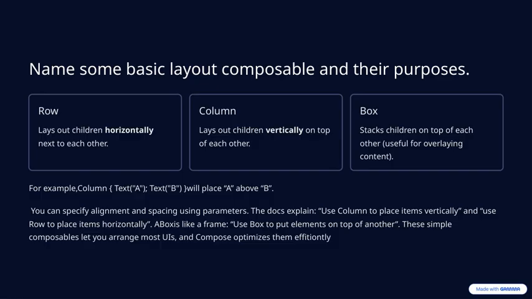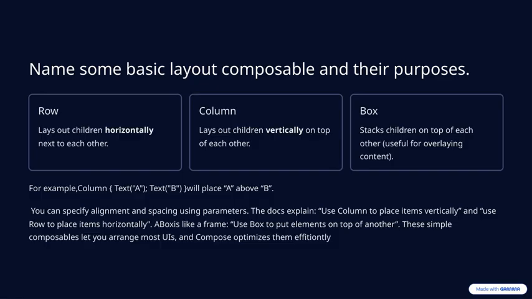Next, there's the Column. Think of it as stacking elements vertically, one on top of the other. For example, if you want to display a list of texts or images in a vertical sequence, Column is your go-to. You can also control the alignment and spacing within a Column using parameters, making it very flexible.